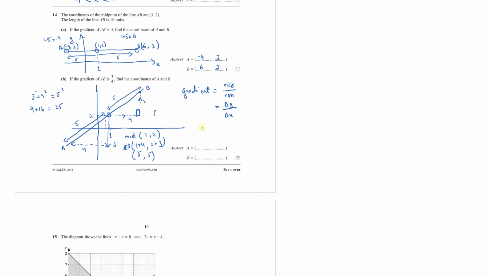So the coordinates of A would be, if the x coordinate of the midpoint is 1, you moved 4 points to the left, so 1 minus 4, and then your y coordinate, you moved 3 points down in the negative y direction. So 2 was the midpoint, and then you moved 3 points. So A would be 1 minus 4 is negative 3, and 2 minus 3 is negative 1. So A is negative 3 and negative 1, and B is 5, 5.